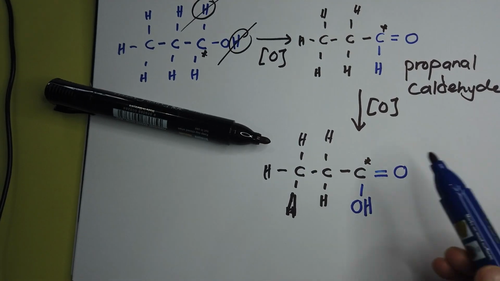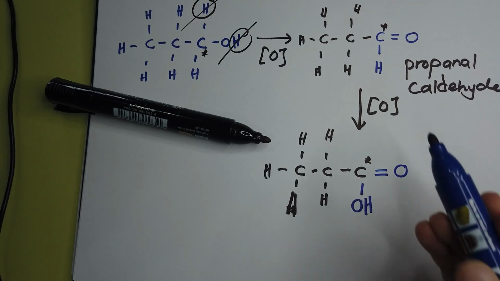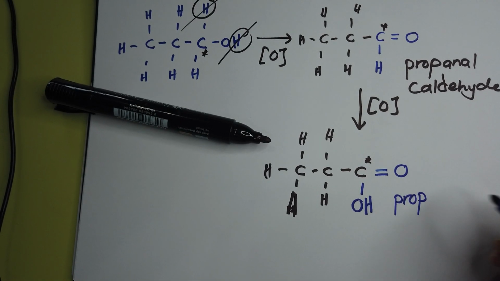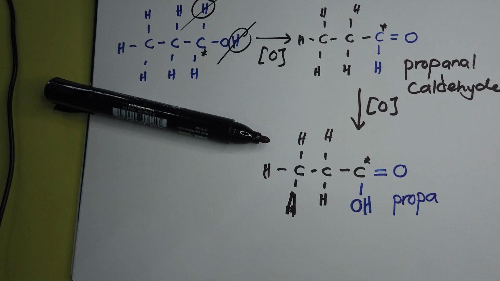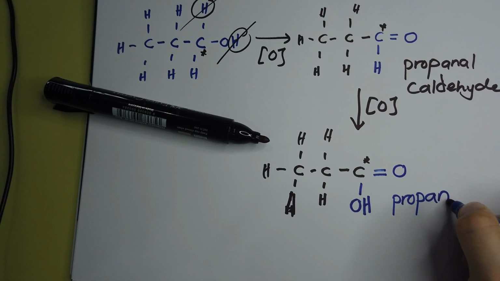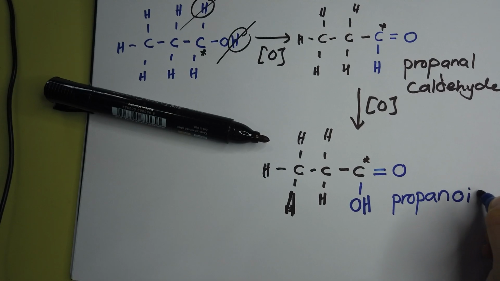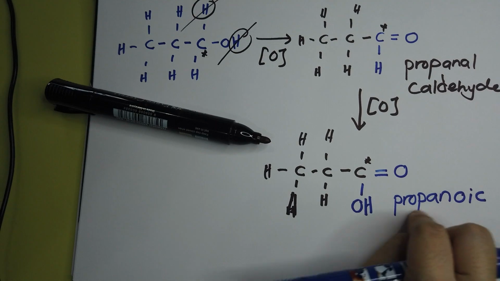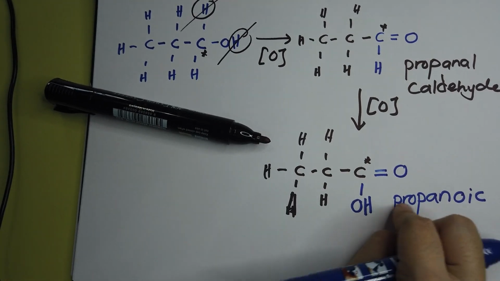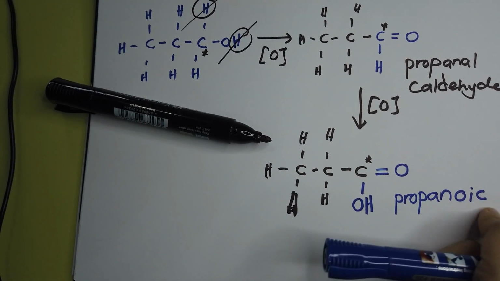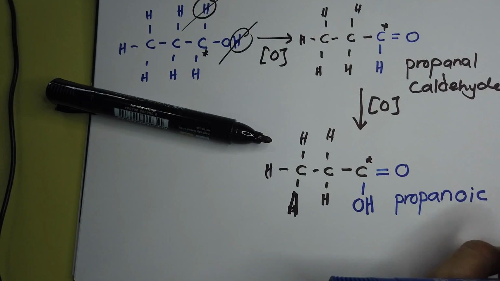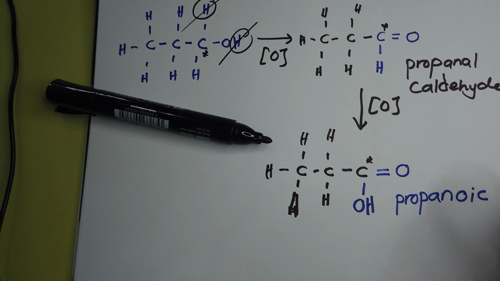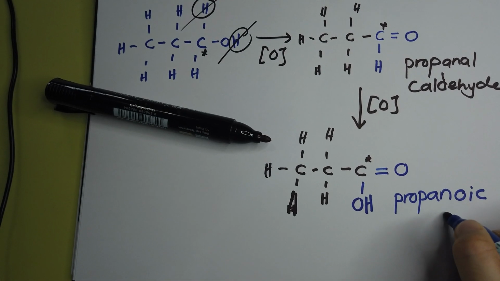So how do you name a carboxylic acid? 1, 2, 3, still 3 carbons. Prop, propa, oic. Propanoic. Prop because of 3 carbons. Propanoic, this is for your carboxylic acid. Since a carboxylic acid is an acid, you need to have propanoic acid.